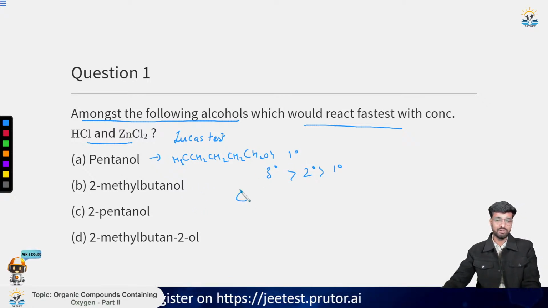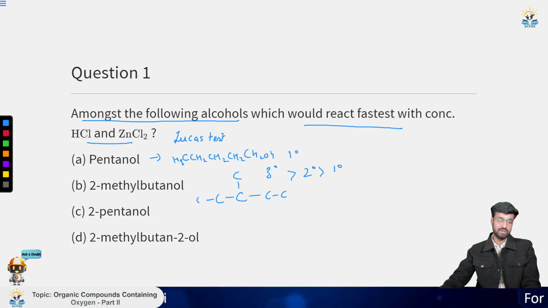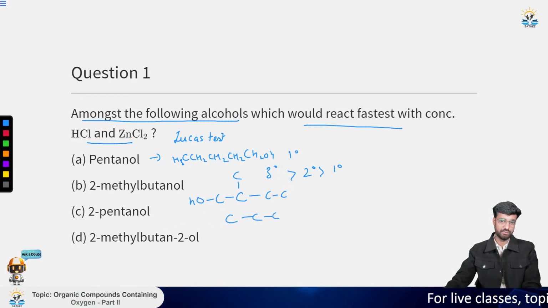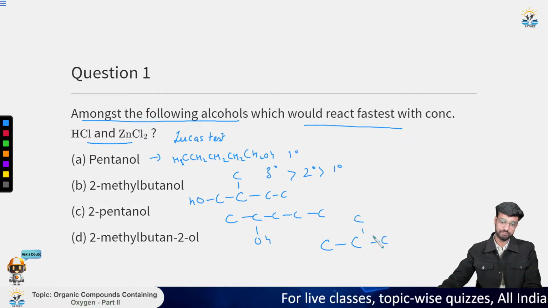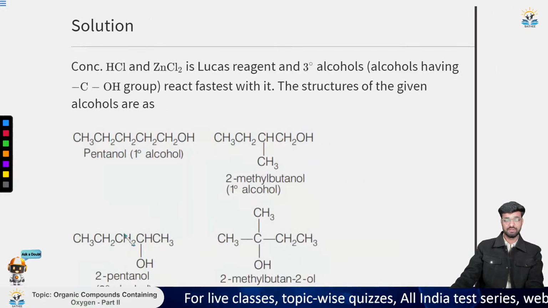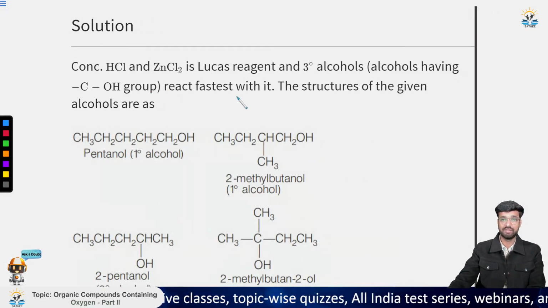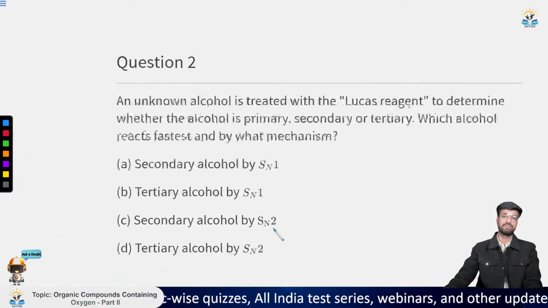Similarly, we have 2-methyl butanol. 1, 2, 3, 4. So this is present at 1, so it is also a 1 degree. Then we have 2 pentanol. 1, 2, 3, 4, 5, 2 pentanol. So it is a 2 degree. And 2 methyl 2 butanol, which means this one, is a third degree. So it will give you the fastest reaction. The same thing is written here, that the Lucas test reacts with 3 degree faster. So this will give our fastest reaction, which is a third degree alcohol.